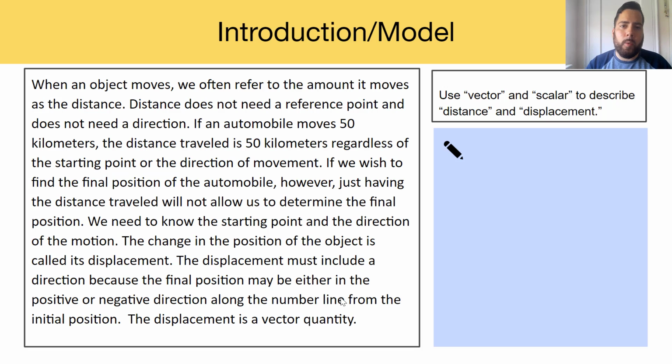And if I wanted to put this on a number line, that would tell me if you went in the positive or in the negative direction. So let's go ahead and use these vocabulary terms, vector and scalar, to describe these two concepts, distance and displacement. Right? So distance and displacement. One of them is a scalar and one of them is a vector.